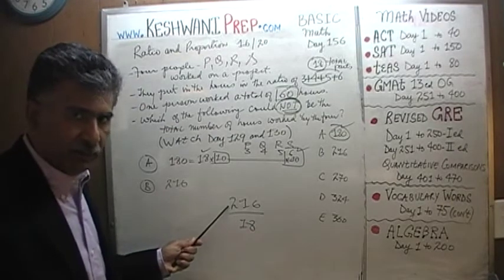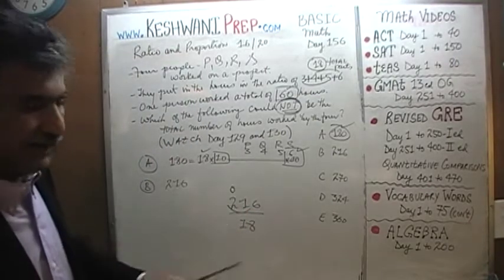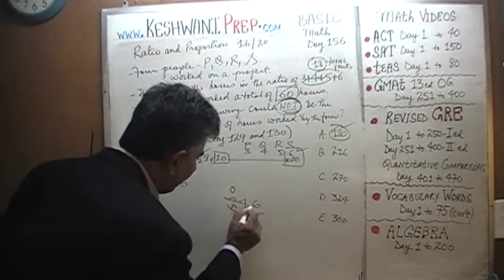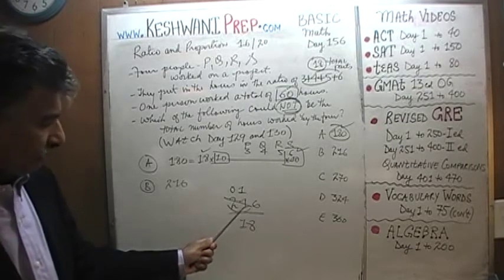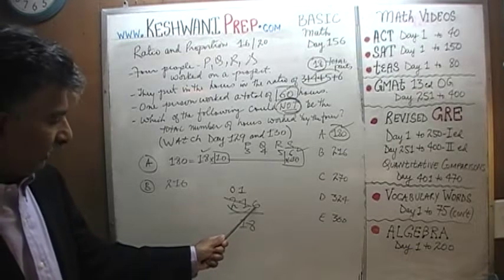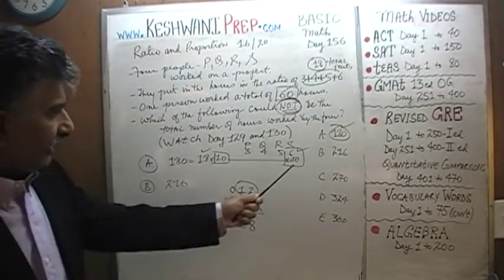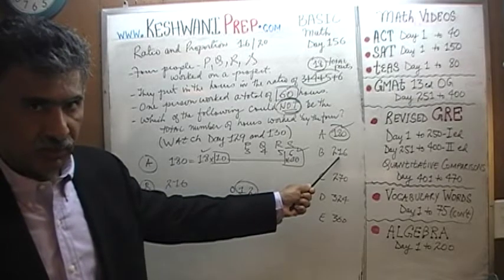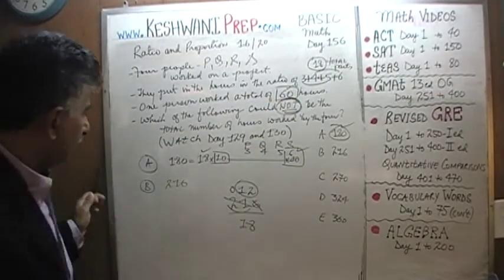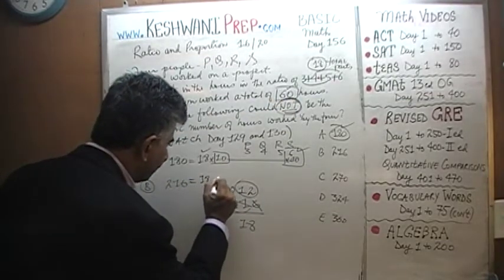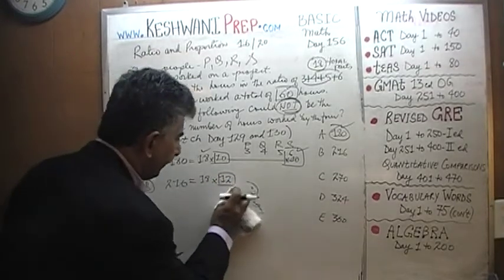How many 18s does 2 have? 2 has no 18. The 2 is going to go and join the 1, becomes 21. How many 18s does 21 have? 21 has 1 eighteen, with a remainder of 3. That 3 goes and joins the 6, becomes 36, and 36 has 2 eighteens. So that tells us that if the total number of hours they work happens to be 216, then each part is worth 12 hours. 18 times 12 would give us 216. Each part is worth 12 hours.